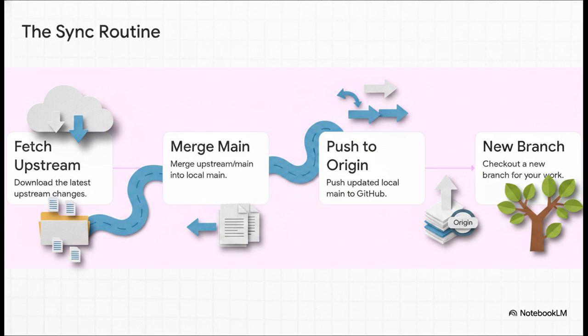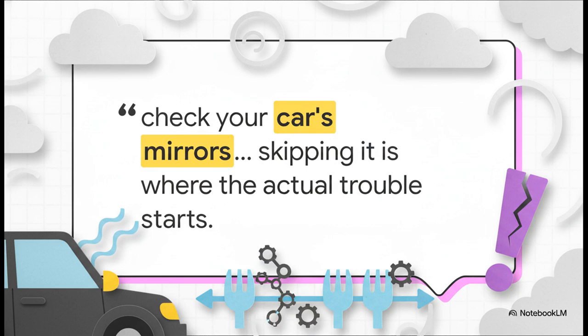Remember, fork syncing has to happen in 2 places. If you don't do this, your GitHub fork stays stale even if your local computer is perfectly up to date. Finally, step 4, check out a new branch for your actual work. Do this, and your new code is built on top of the current project, not some frozen snapshot from 3 weeks ago. I absolutely love this quote from our source material on this.